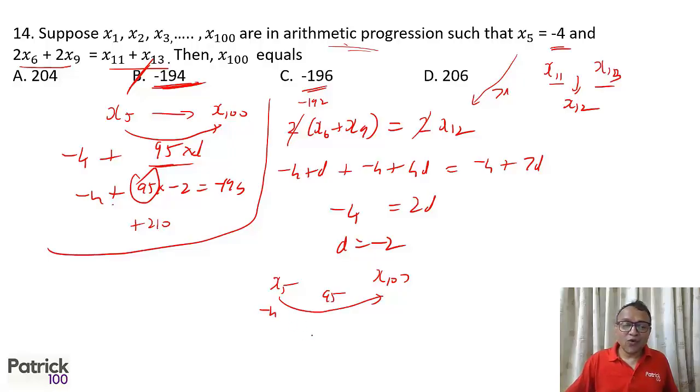So from -4, you have to add 95 times d, which is -2. You get -194. You can also use the formula and then try to solve. That's fine, but this is easier. Putting the formula is always tedious. Formula is used when you want to understand the concept, but beyond concept, if you want to go really fast, try to go one step beyond concept and try to skip steps and go directly with the values. It will become faster to solve and it will help you solve more questions in the examination.